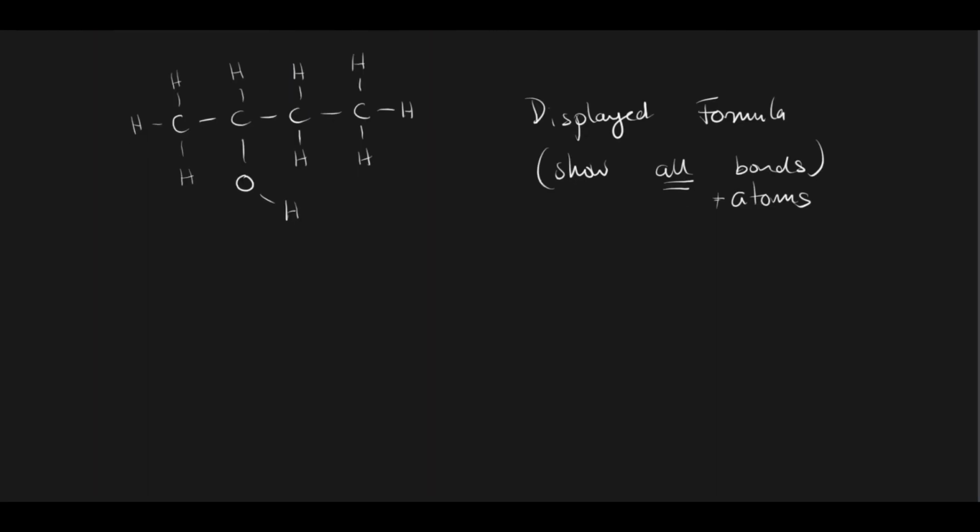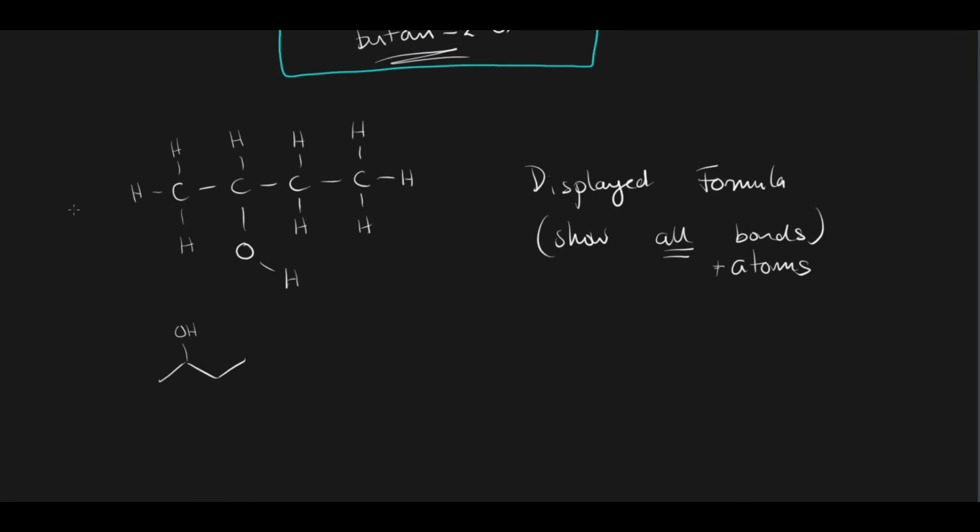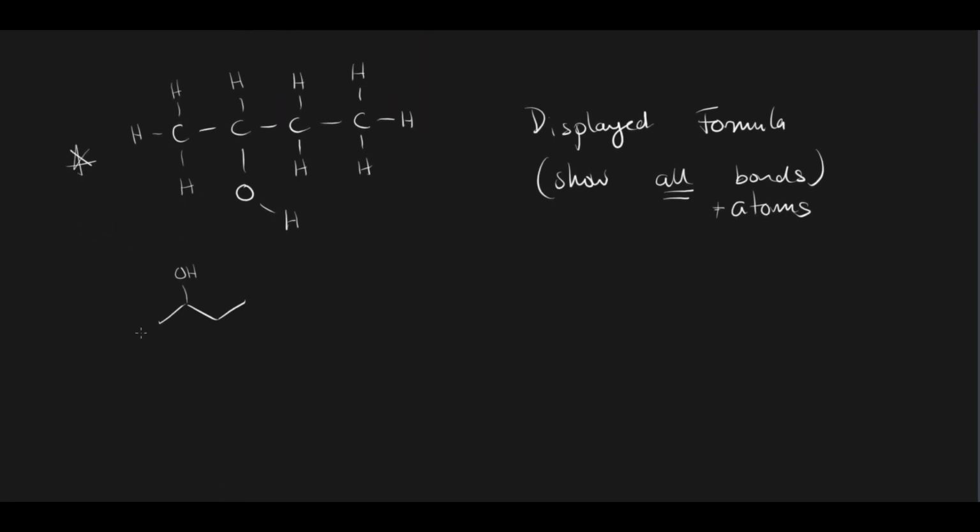I'm going to do a different one now, which might look a little bit odd, and then I'll explain what I'm doing. So here's butan-2-ol, drawn a different way. This is still butan-2-ol. It's still this molecule, and it's exactly the same as this molecule. So I've not changed the molecule, I've just changed the way that I've drawn it. And you'll notice here I've got this chain which bends.